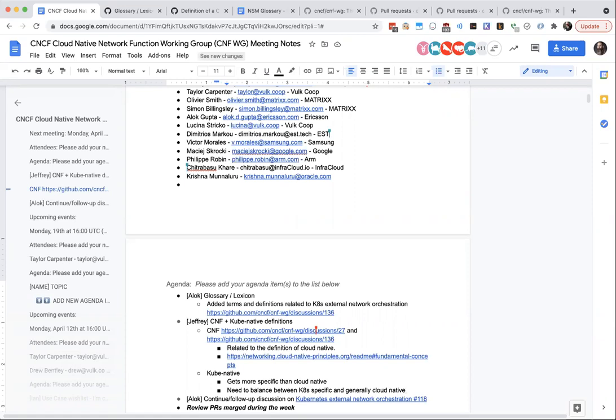Yeah. Because we're not trying to build network functions that run on anything but Kubernetes here. We're trying to say, not cloud native network functions or containerized network functions, but network functions that run on Kubernetes. We're not pretending that anything else is our goal, I don't think.